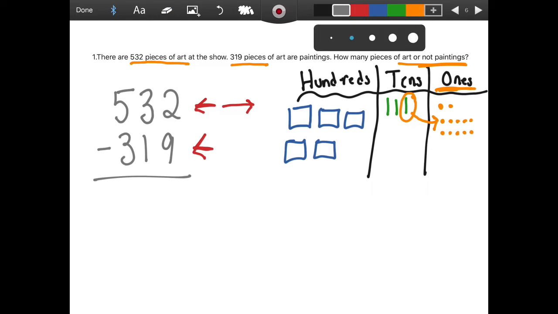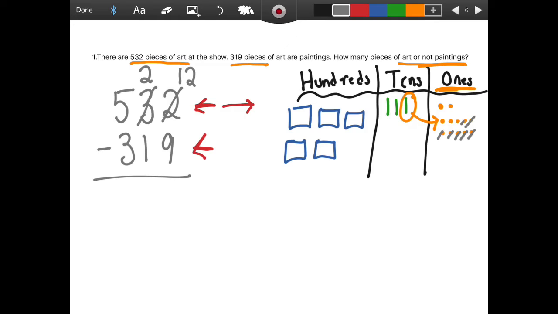And then we're going to show what we did back over here in our problem. So we couldn't do 2 minus 9 because we didn't have enough, so we're going to cross out the 3, make it a 2. We're going to cross off the 2 and make it a 12. 12 minus 9, let's do it over here. Let's take away 9. 1, 2, 3, 4, 5, 6, 7, 8, 9. We have 3 left over. We had 2 tens. We took away 1. We only have 1 left over.